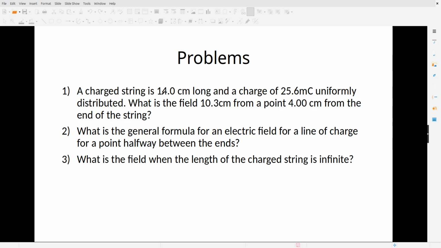A charged string is 14 centimeters long, and the charge is 25.6 millicoulombs uniformly distributed. Now, uniformly distributed, that's all we're going to talk about at this level. That means the charge density is constant. What is the field 10.3 centimeters from a point 4 centimeters from the end of the string?